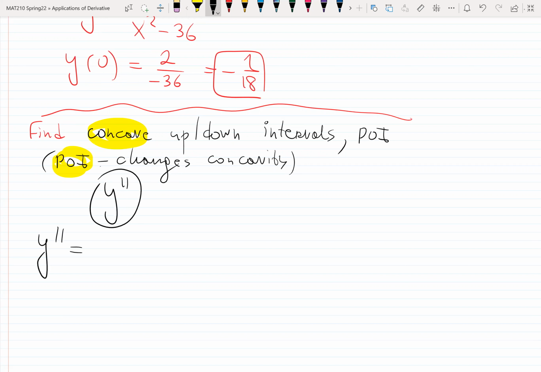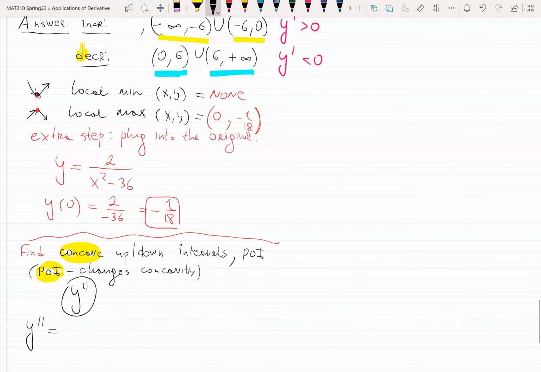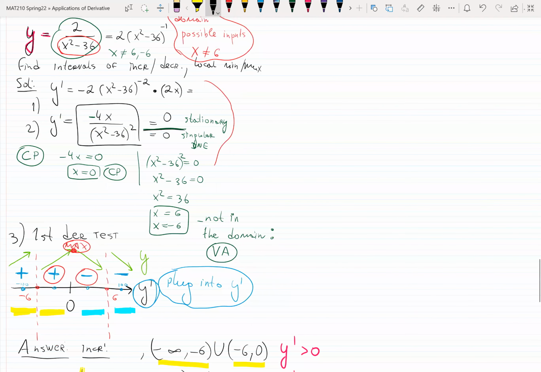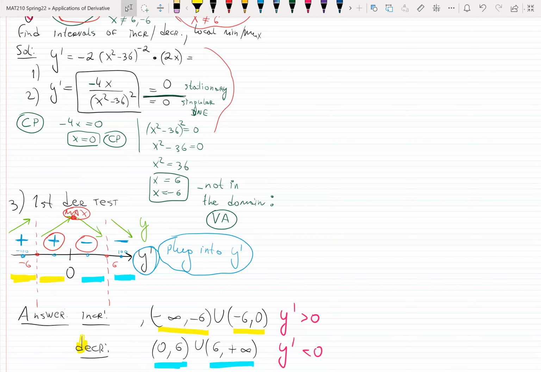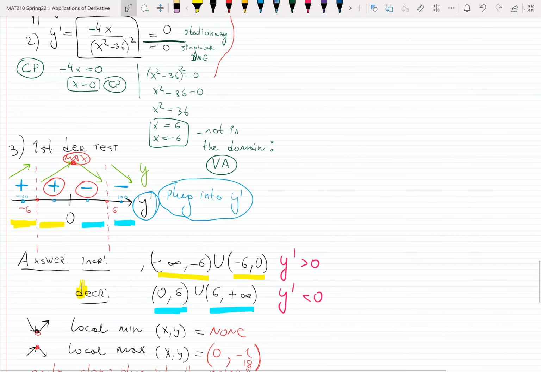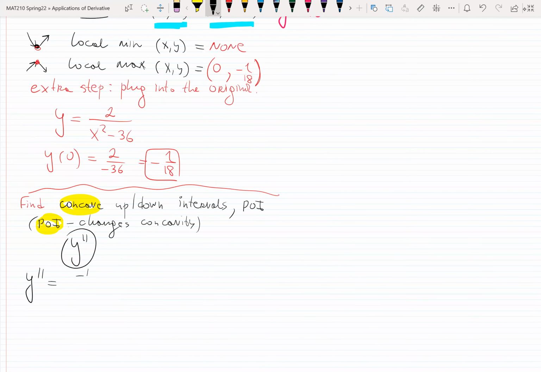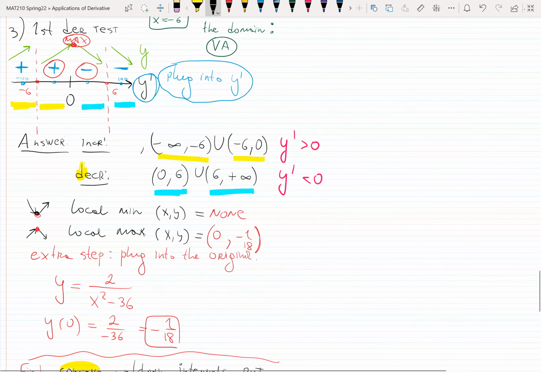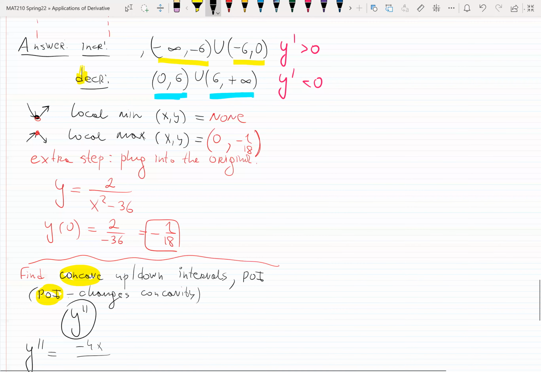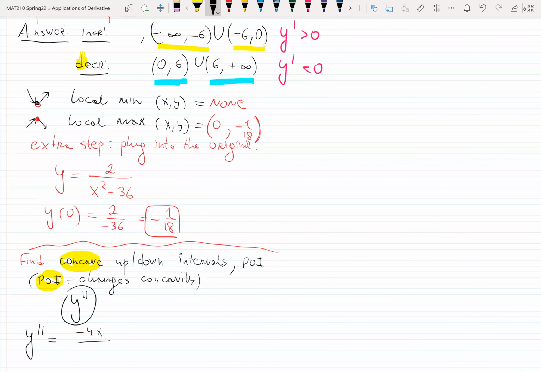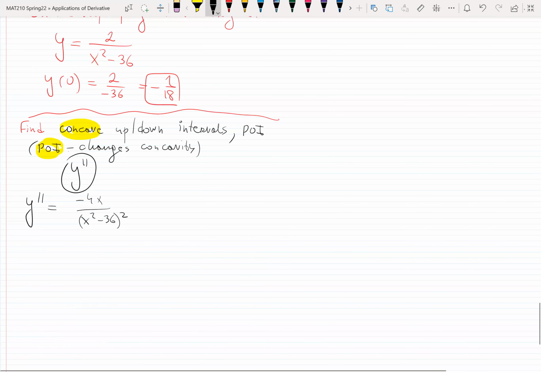Find the second derivative. That is the derivative of the first derivative. That function we had was in the box. Remember, I have a good habit of putting things in the box. Here it is: minus 4x over x squared minus 36, squared, prime. How to find the second derivative of this?